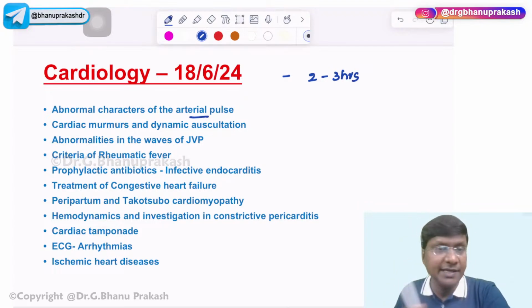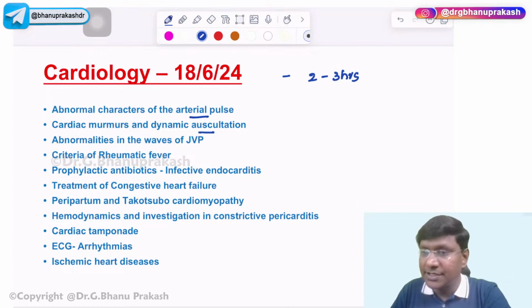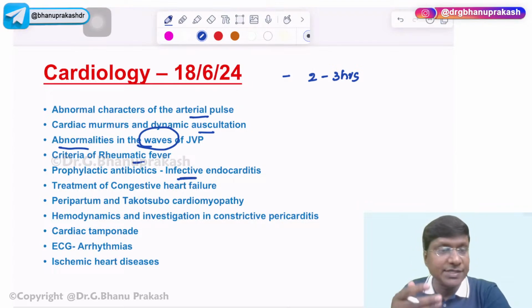One is the arterial pulse. I don't say that you should revise the entire thing. Abnormal character of the arterial pulse. Then in the murmurs, you try to revise the dynamic auscultation. In the JVP, the abnormalities of the waves, you should definitely revise. Then in rheumatic fever, the modified Jones criteria, major and minor criteria and diagnostic criteria, very important. And infective endocarditis, the recent guidelines, modified Duke's criteria, and in which conditions the prophylactic antibiotics is required, that you should definitely revise before going to the exam.